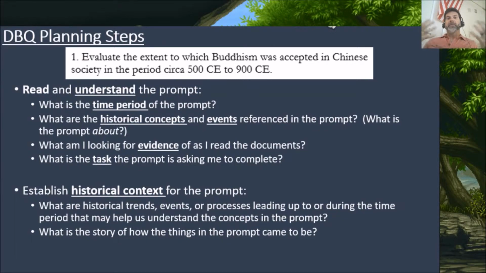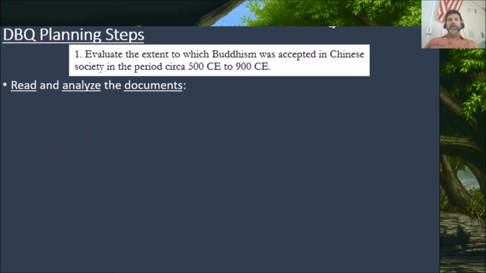What types of people adopted Buddhism? Which types rejected it, as far as you know? Why? What were the basic teachings of Buddhism? Which versions of Buddhism emerged and might have influenced China more directly? What influence did Chinese Buddhism have elsewhere, on other parts of Asia? Anything just going on before and around that time period that is relevant to the discussion of Buddhism and its acceptance in Chinese society. Now, then you're going to want to read and analyze the documents.